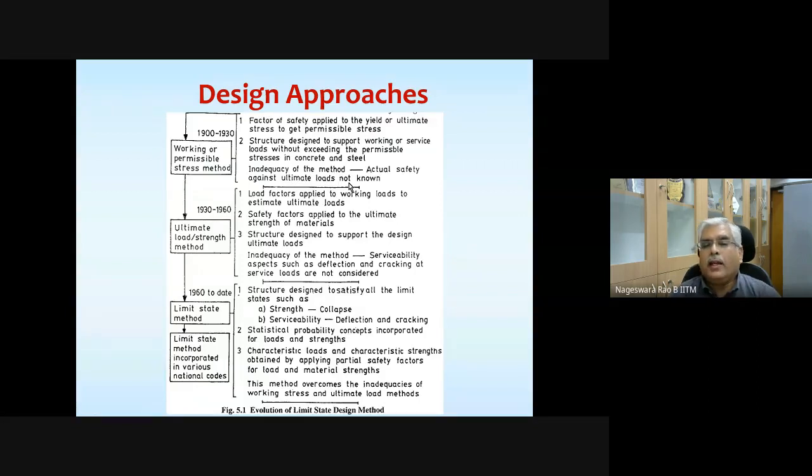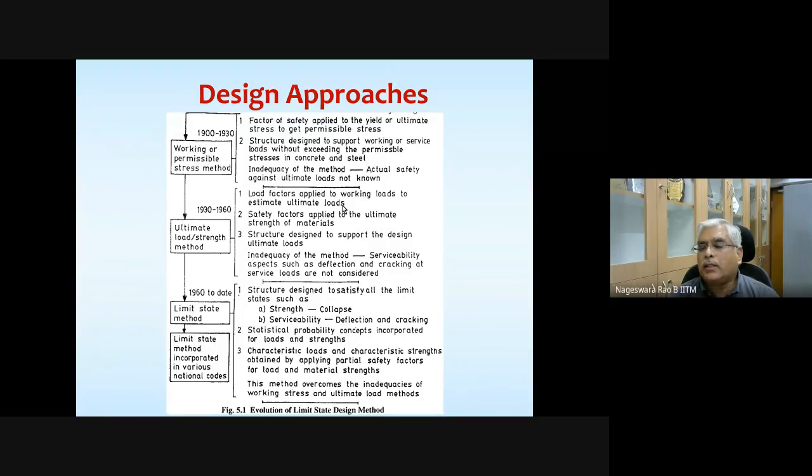Then an improvement over this is the ultimate load or strength method. Load factors are applied on working loads, because whatever inadequacy was pointed out in the working stress method is slightly addressed here. Load factors are applied on the working loads to estimate the ultimate loads.